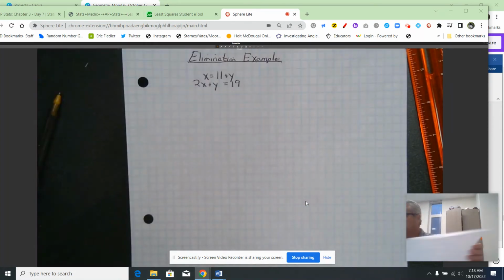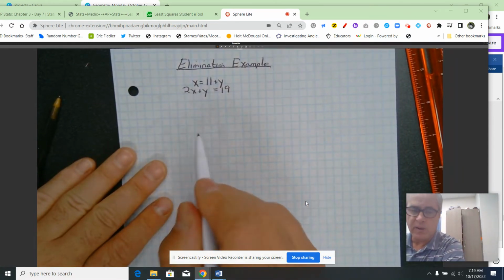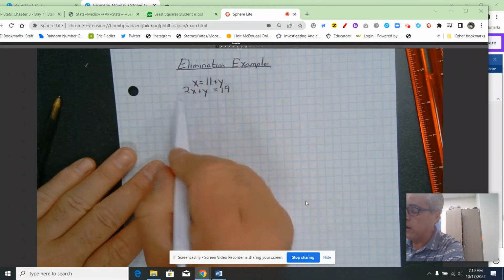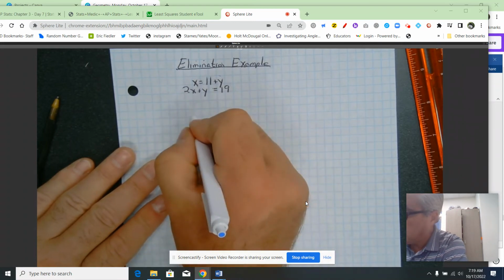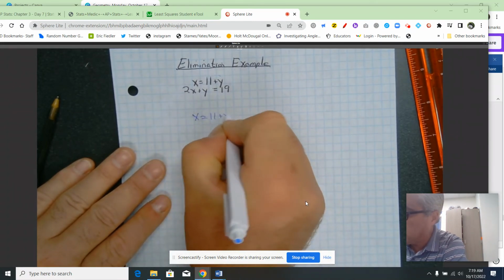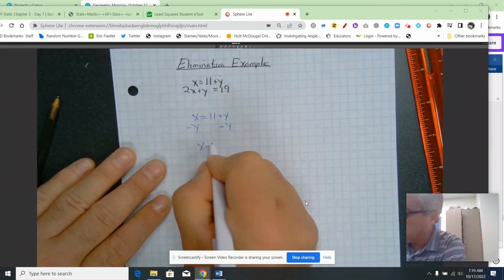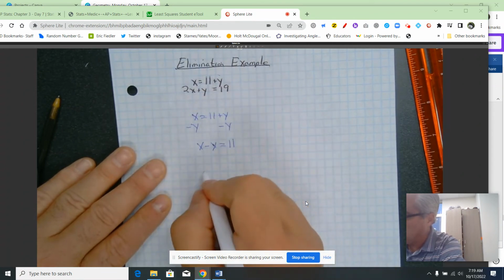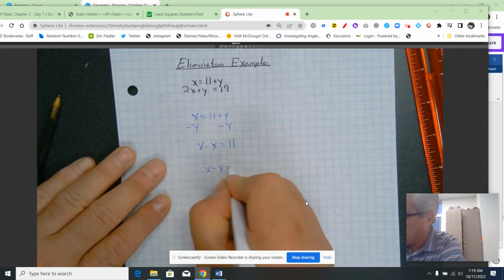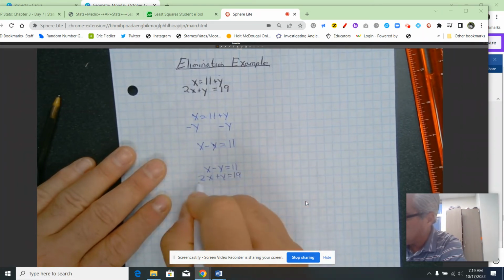Here's the third and final one. It's called elimination. Now, with elimination, you need to get things on the same side. I usually put all the letters on the left and all the numbers on the right. So we're going to have to rework this first equation a little bit. x equals 11 plus y. I'm going to subtract y from both sides. I get x minus y equals 11. Same equation, just in a different form. Now what I'm going to do is stack these. I'm going to take x minus y equals 11 and 2x plus y equals 19 and put them right on top of each other.